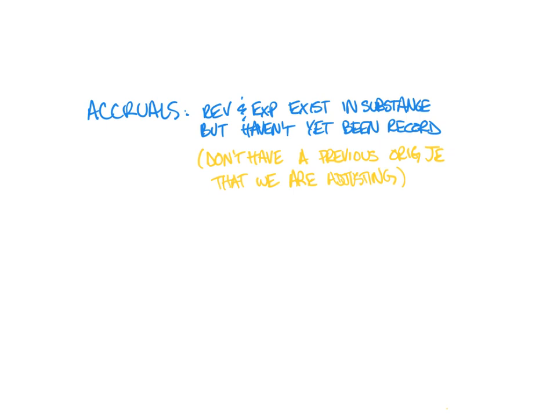With accruals, there is just something that's happened in substance, a revenue or an expense, that we haven't recorded yet at all. So with accruals, we are still adjusting the records to include this revenue and expense, but we are not adjusting previous records in the sense that we are taking something off of a postponement to the balance sheet and placing it on the income statement. Instead, you'll find with accruals, we're increasing something both on the balance sheet and on the income statement.